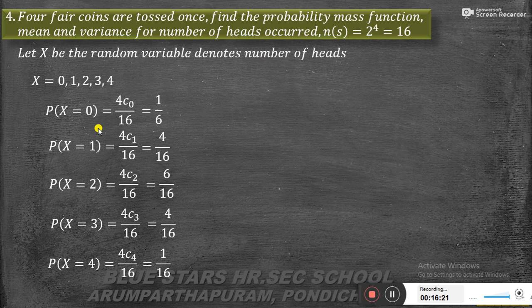So now I find the probability of x equal to 0. X equal to 0 means no head. Here 1 head, here 2 heads, here 3 heads, here 4 heads. So we calculated all of 0 head, 1 head, 2 heads, 3 heads, 4 heads, because they ask about the probability mass function, mean and variance for the number of heads. The possibilities are no head, 1 head, 2 heads, 3 heads, 4 heads, so I found the probability for all of them.